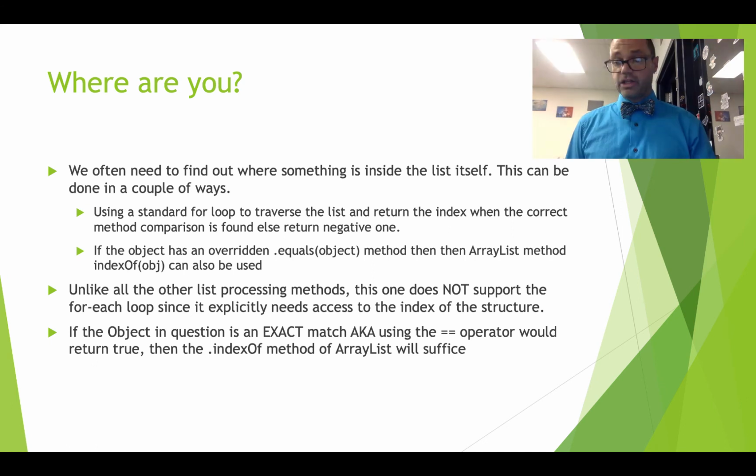We also have, inside the ArrayList class, the indexOf method. If it returns true on the dot equals method, that'd be fine, but sometimes it doesn't, so we want to actually write our own code to test that out. Unlike all the other list processing methods we've been working with, we can't use an enhanced for loop. We have to use the regular for loop: for index equals zero, index is less than list.size, index plus plus, going through each individual spot inside that list using the .get method. If it is an exact match, we can use the equals equals operator. Again, like I said, we can use the indexOf method, but we're not really worried about that.